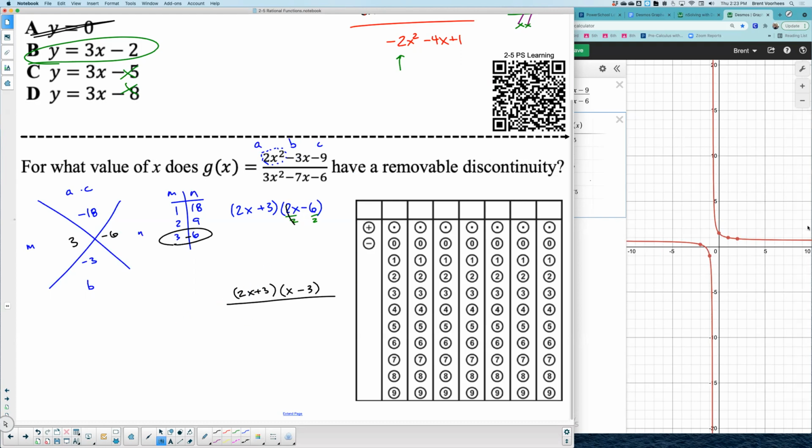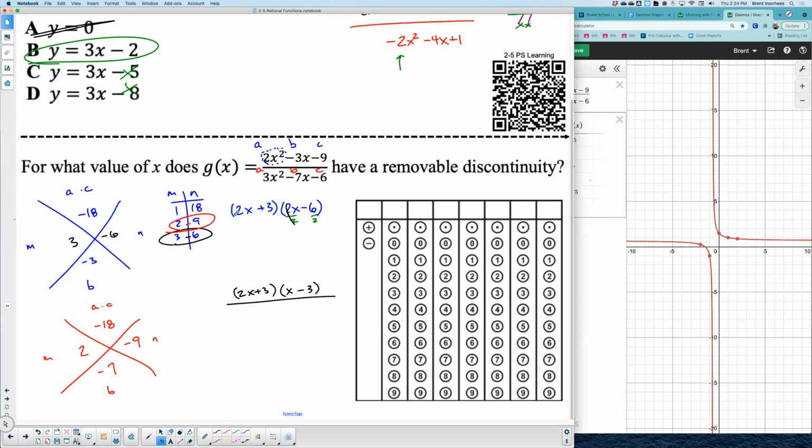Okay, now let's do the denominator. We have a new a, b, and c. So a times c is negative 18 again. B this time is negative 7. I can use the same chart and look for a difference of 7. It's going to be 2 and 9. It'll be 2 minus 9. And these are the same values all the way around. A times c. That's my b, m, and n there.